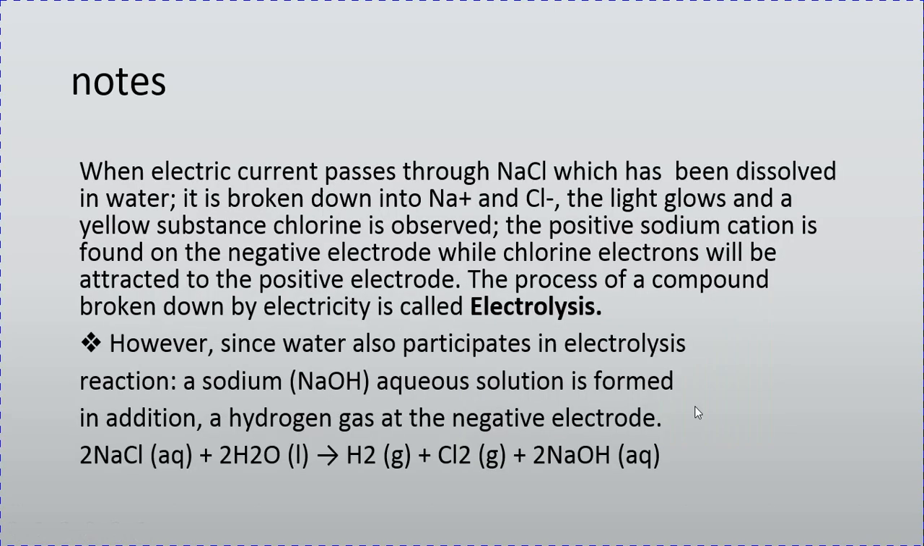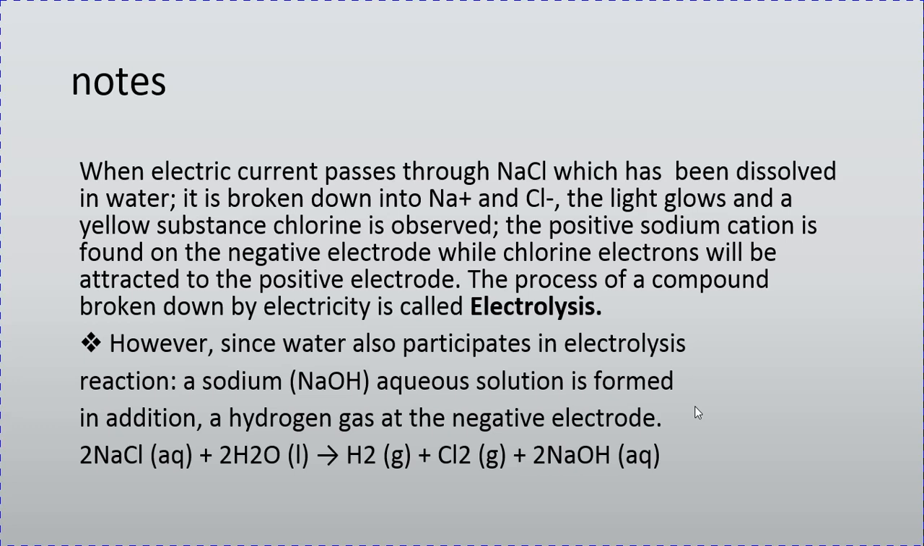Continuation of notes: when electric current passes through sodium chloride which has been dissolved in water, it is broken down into sodium and chloride, which is what we saw on the previous image. The light glows and yellow chlorine is observed. The positive sodium cation is found on the negative electrode, while the chloride anions will be attracted to the positive electrode. The process of a compound broken down by electricity is called electrolysis.